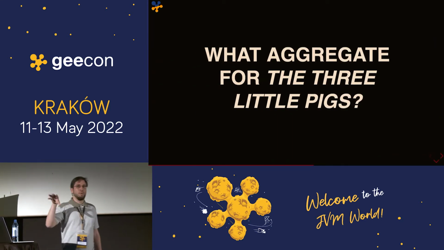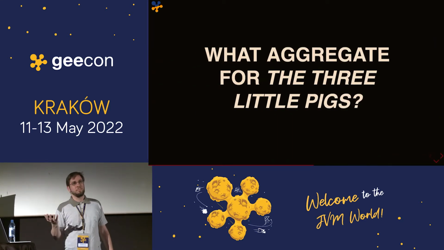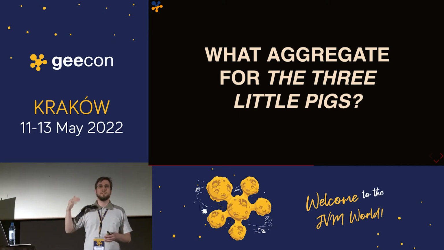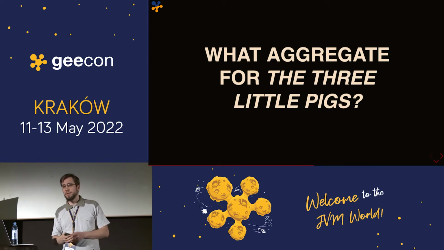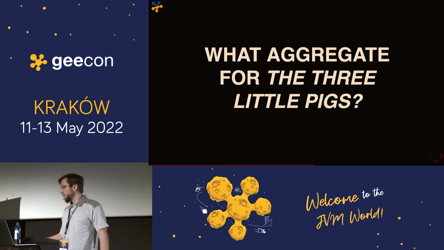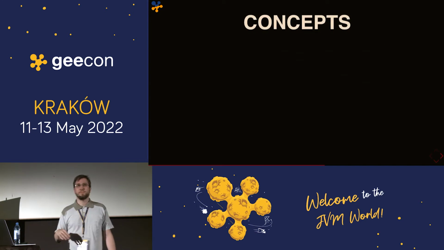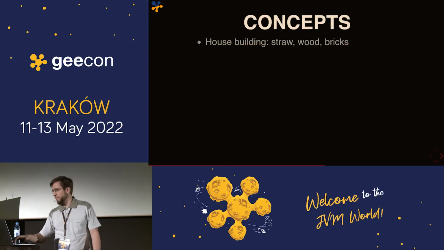So we know that there is the strategic level, then there is the tactical level. At the tactical level, in the concrete bounded context, we have an aggregate. So what should be the aggregate for the three little pigs? Let me start by reminding you of the business operations. What are the concepts of the three little pigs?